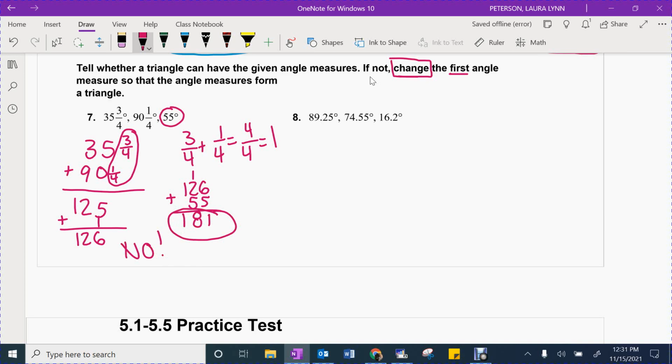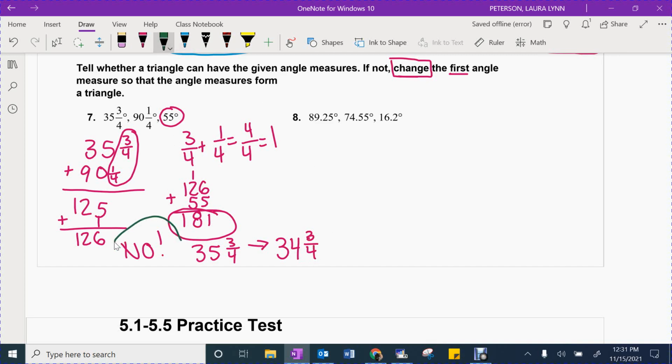Now we have to pay attention to the other part of the question, because this didn't work. It says, if not, meaning it does not add to 180, we need to do something to the first angle. That means changing 35 3/4 so that if I re-add it with something else, it does equal 180. Well, we just compare the answer we got, which is 181, to what we want, which is 180. So I'm over by 1. So if I want to make sure this works, I need to be smaller by 1. So I can just change the whole number to be 34. 3/4 can stay the same.